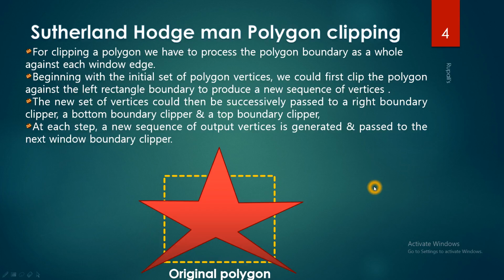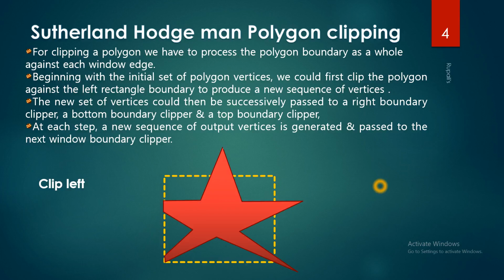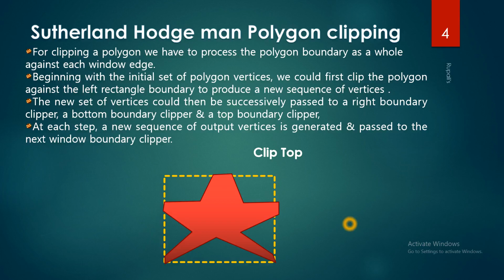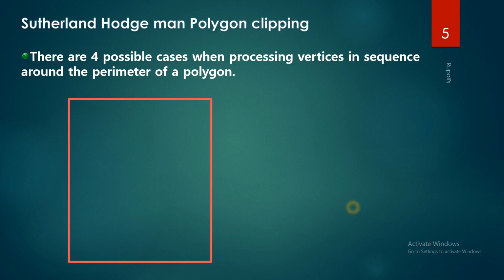In the Sutherland-Hodgman polygon clipping algorithm, for clipping a polygon, we have to process the polygon boundary as a whole against each window edge. Beginning with the initial set of polygon vertices, we first clip the polygon against the left rectangle boundary to produce a new sequence of vertices. The new set of vertices could then be successively passed to a right boundary clipper, a bottom boundary clipper, and a top boundary clipper. At each step, a new sequence of output vertices is generated and passed to the next window boundary clipper. So what is the Sutherland-Hodgman polygon clipping algorithm?